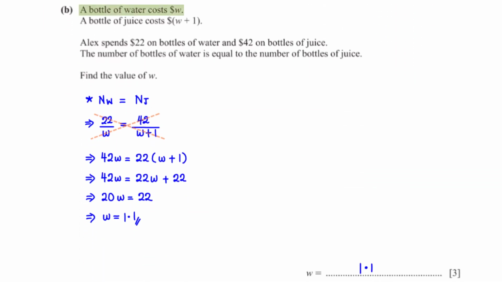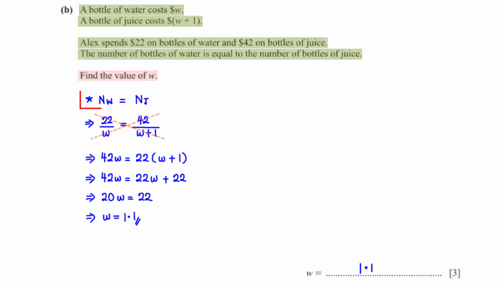A bottle of water costs $W. A bottle of juice costs W plus $1. Alex spends $22 on bottles of water and $42 on bottles of juice. The number of bottles of water is equal to the number of bottles of juice. Find the value of W.